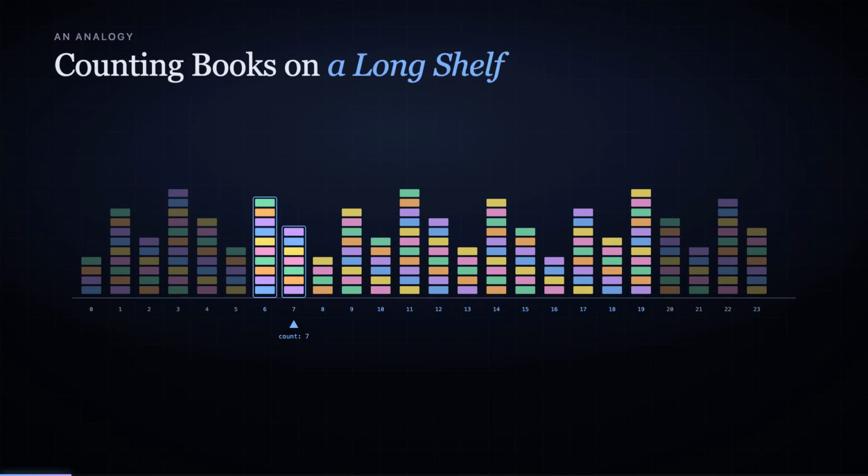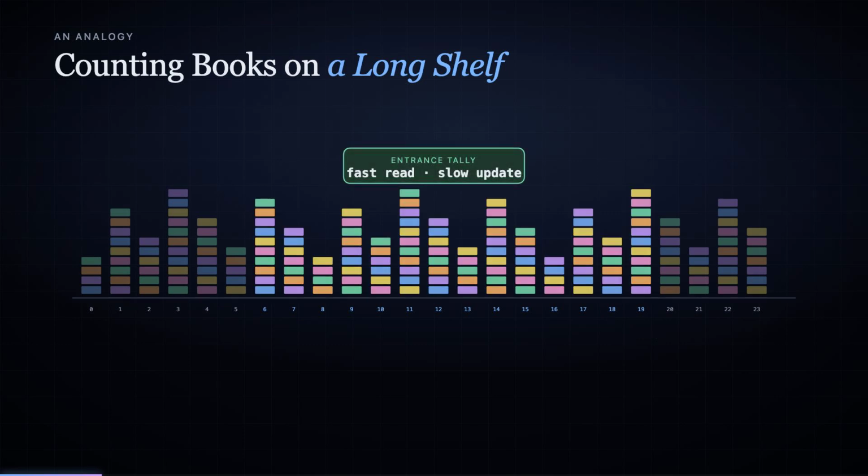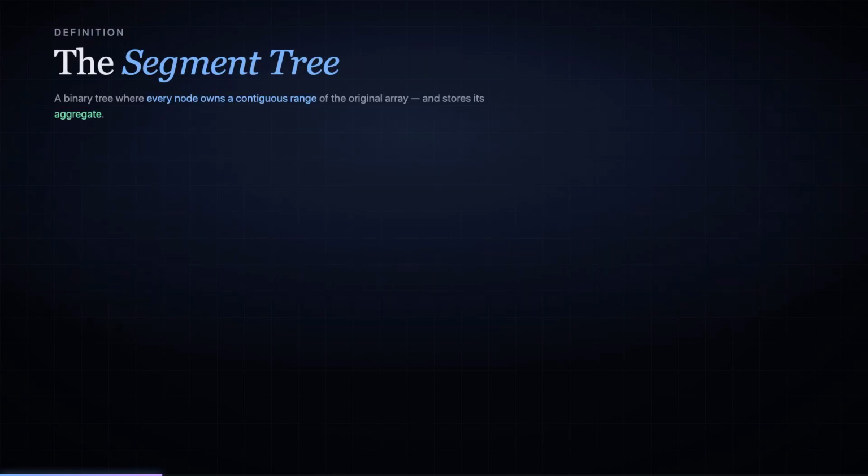Think of a library. To count books on shelves 7 through 20, you could walk past each shelf one by one, slow. Or you could keep a running tally at the entrance. Fast to read, but every time a book moves, you must redo the tally. We need both fast queries and fast updates. This is where the segment tree shines.